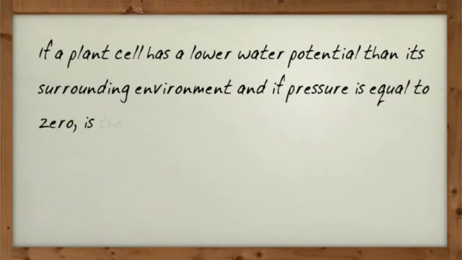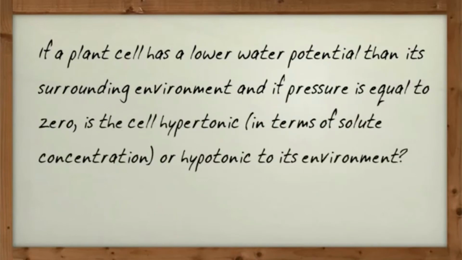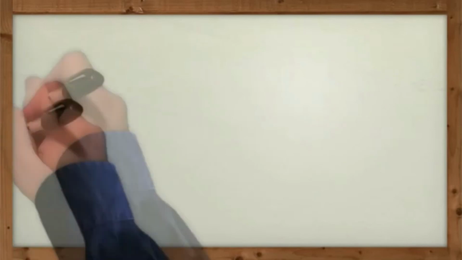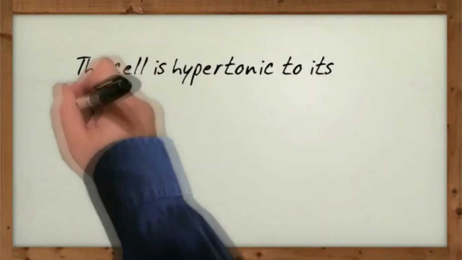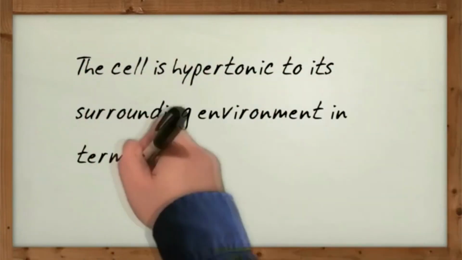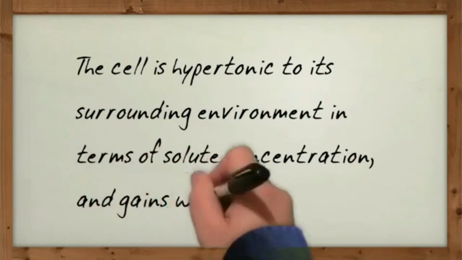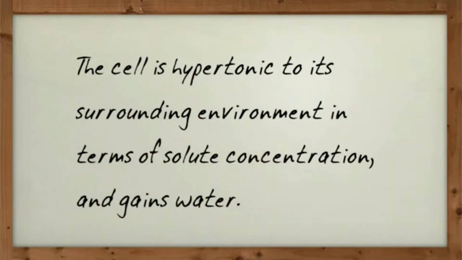If a plant cell has a lower water potential than its surrounding environment, and if pressure is equal to 0, is the cell hypertonic or hypotonic to its environment? Will the cell gain or lose water? Explain. Because the water potential of the cell is lower than that of its environment, the solute concentration of the cell is higher than that of the environment. Thus, the cell is hypertonic to its surrounding environment in terms of solute concentration and gains water.